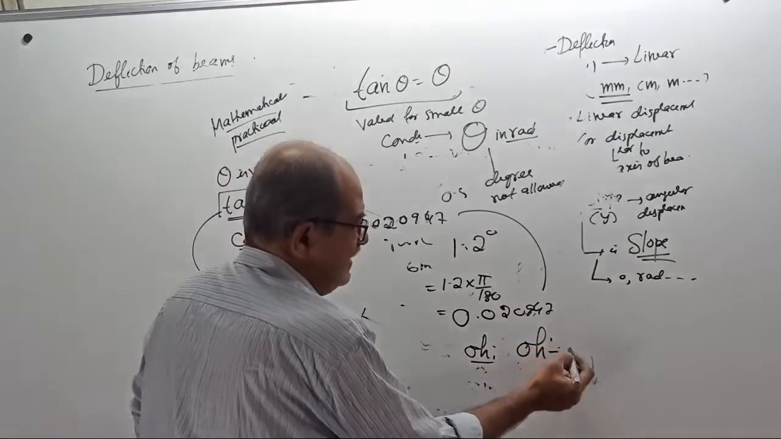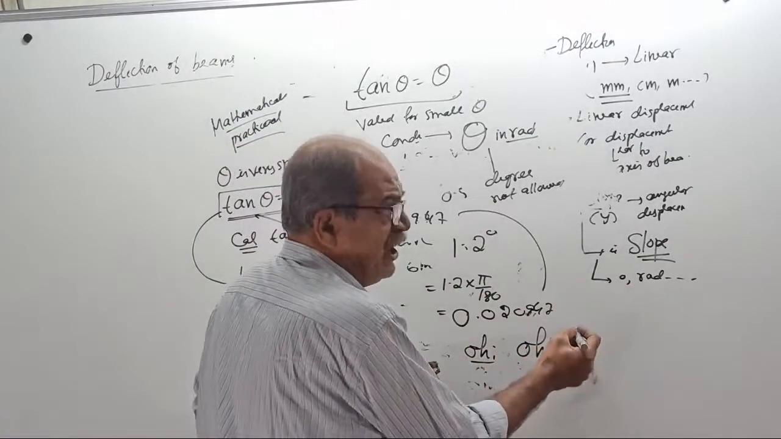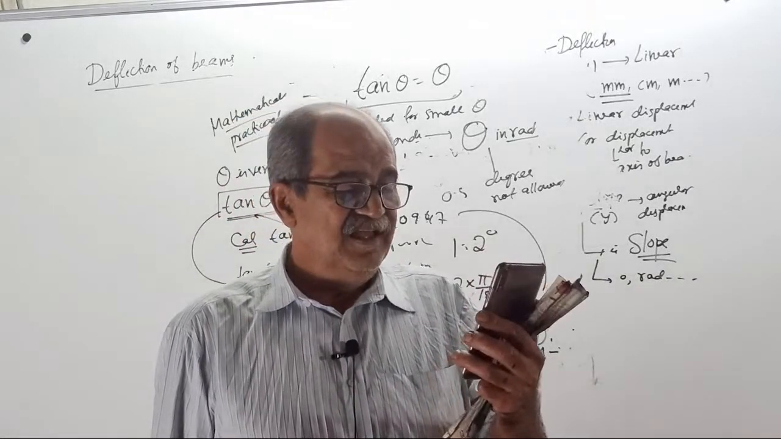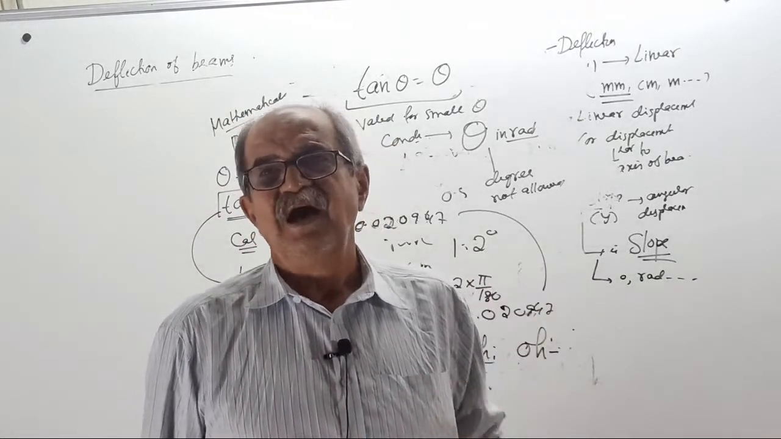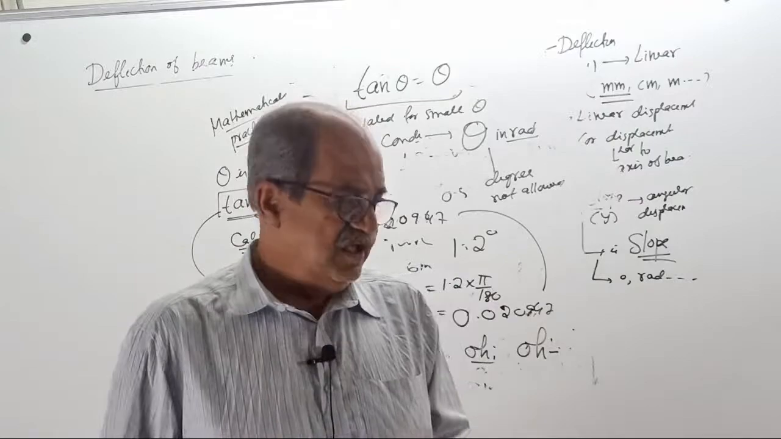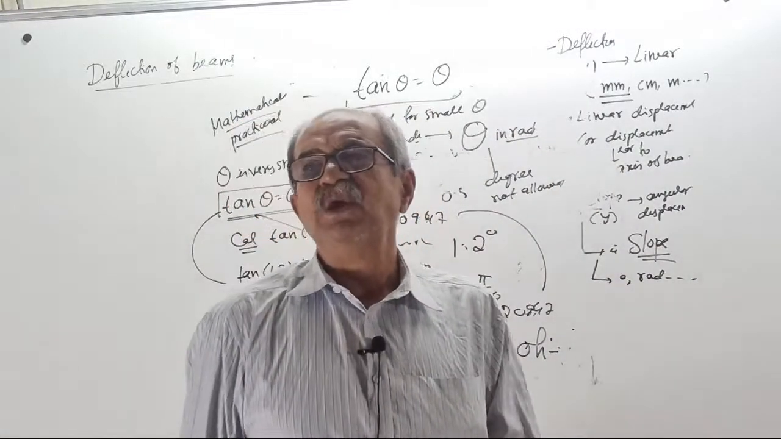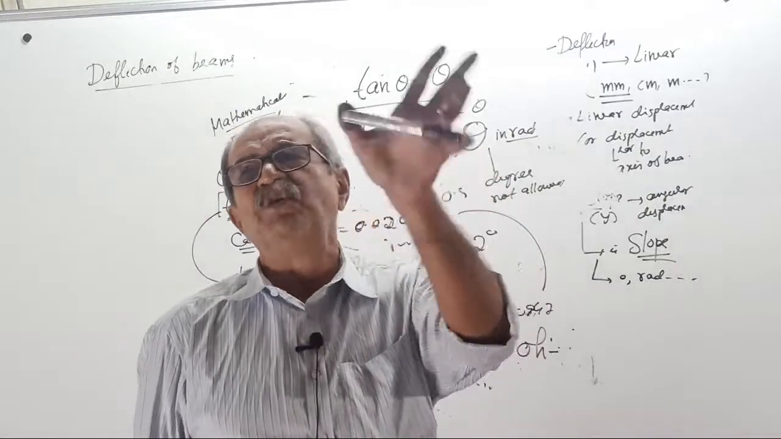Therefore, correct or wrong? Now you are getting tan theta equal to theta. See, same answer. Yes, I will not make such mistakes. Therefore, remember 1.2 degrees, even 2 degree, 3 degree also it will come the same.